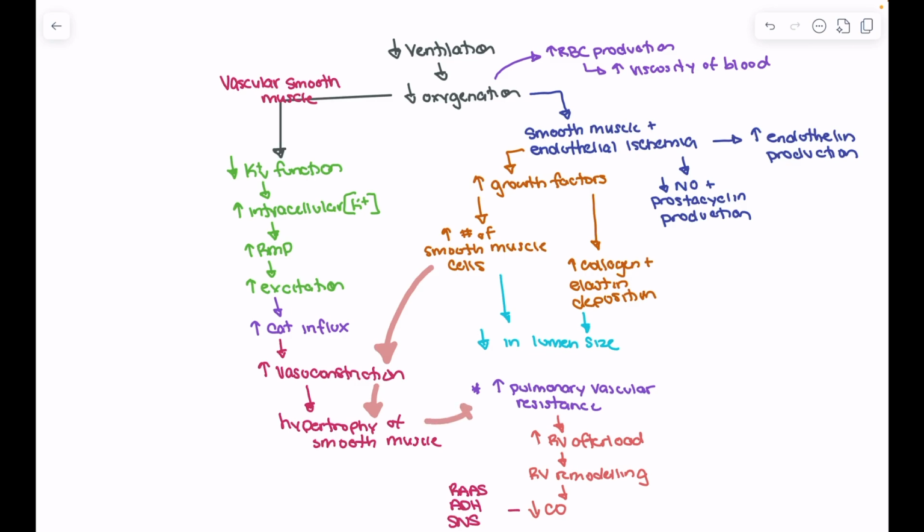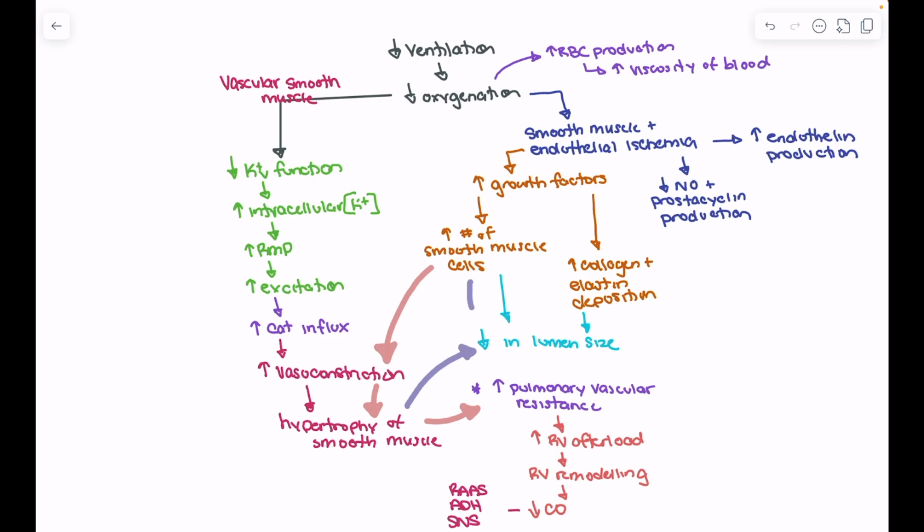and is going to lead to an increase in pulmonary vascular resistance. One of the other issues we get here is that the increase in growth factor is going to lead to an increase in collagen and elastin deposition, which will reduce our lumen size on top of this thick muscular tissue and the increased number of smooth muscle cells. So as we get hypertrophy of smooth muscle cells, and we get an increased number of smooth muscle cells, these things are also leading to a reduction in lumen size.